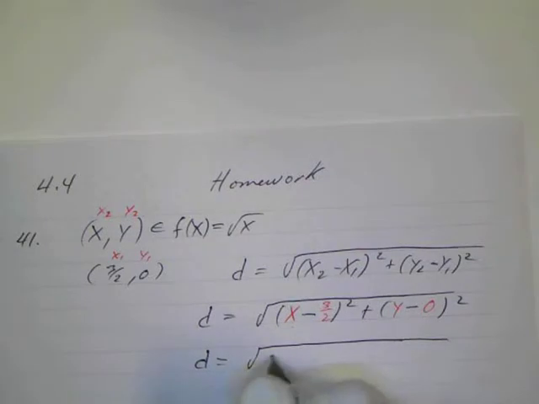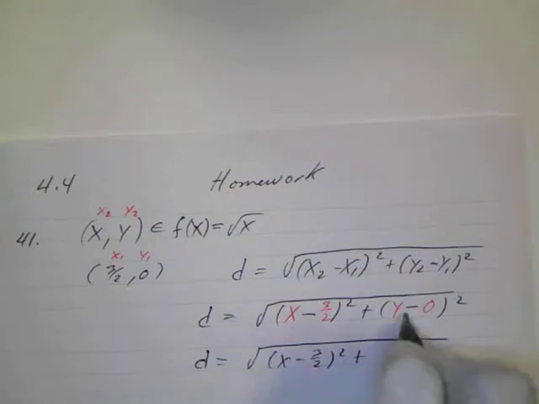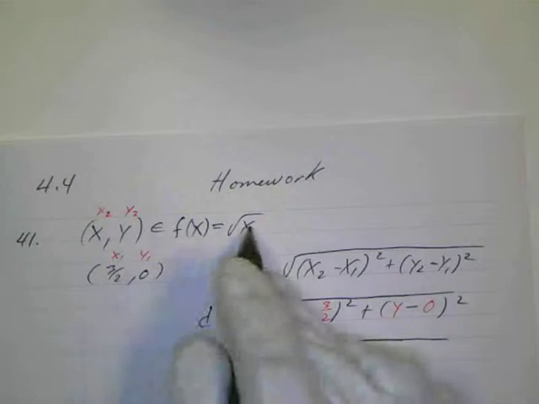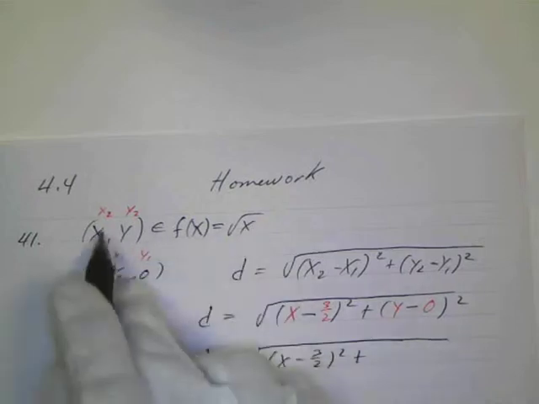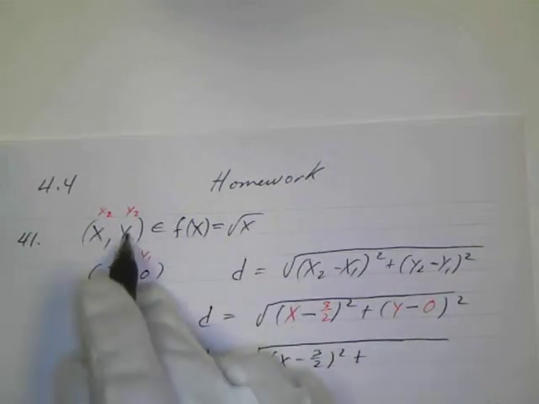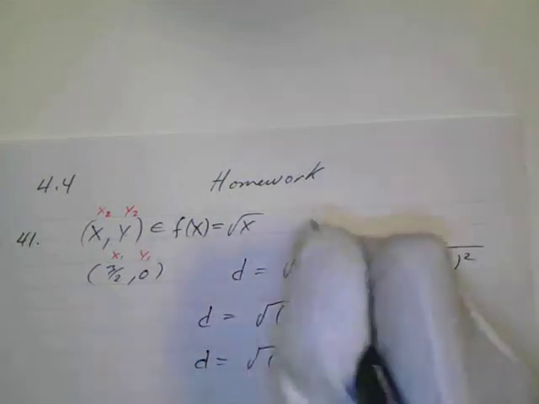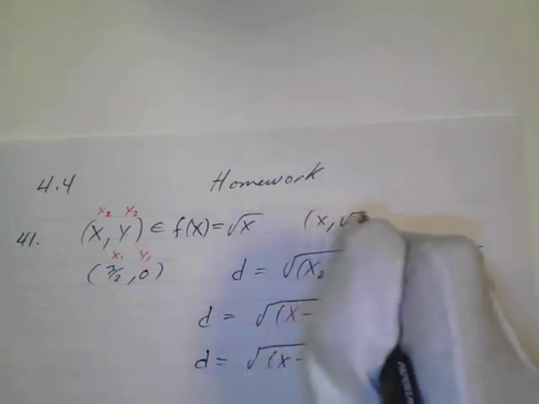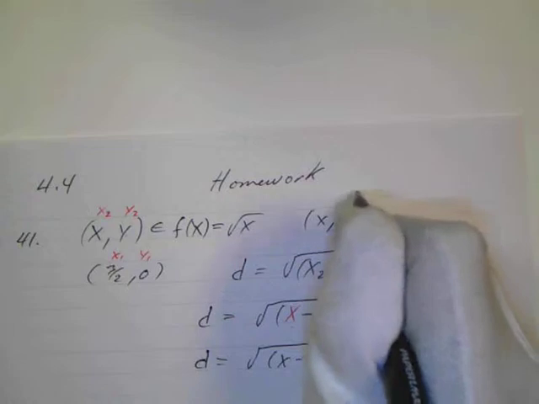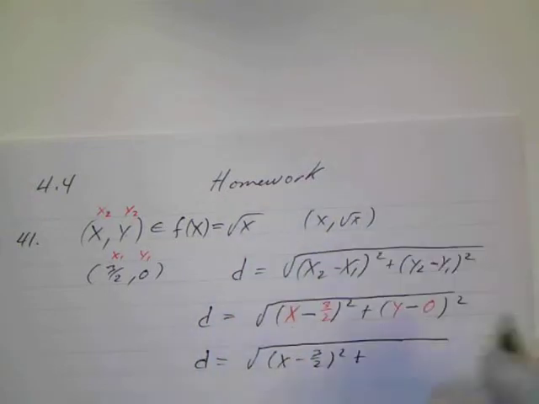And this is going to be the square root of (x minus 3/2) squared plus, and what's y? Well, y is equal to the value of f of x. So f of x is the square root of x. So we can also think of these points as being x, square root of x, because that's what f of x, or y, is. So we can change that and just write that as the square root of x. So it's the square root of x, squared.